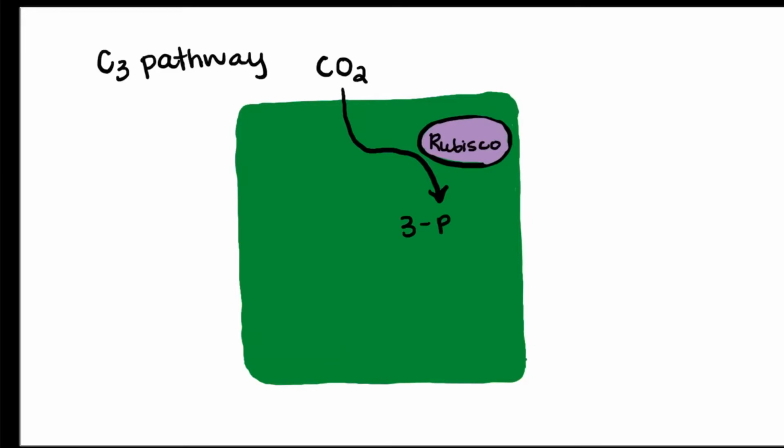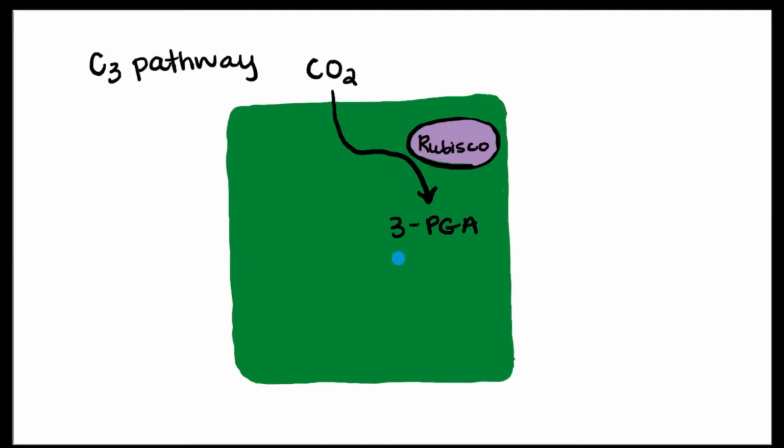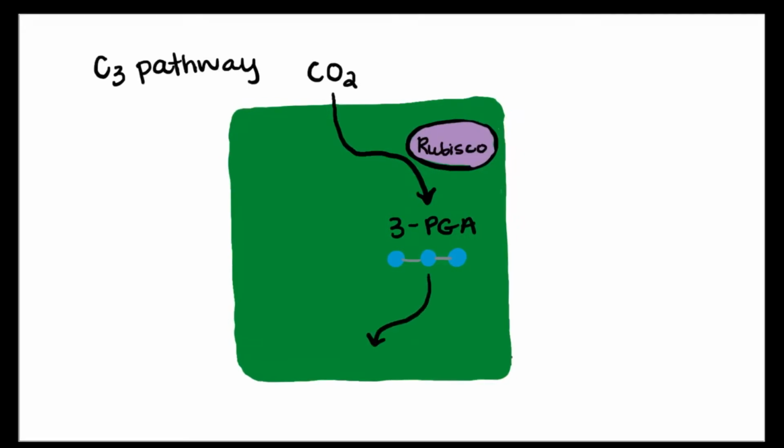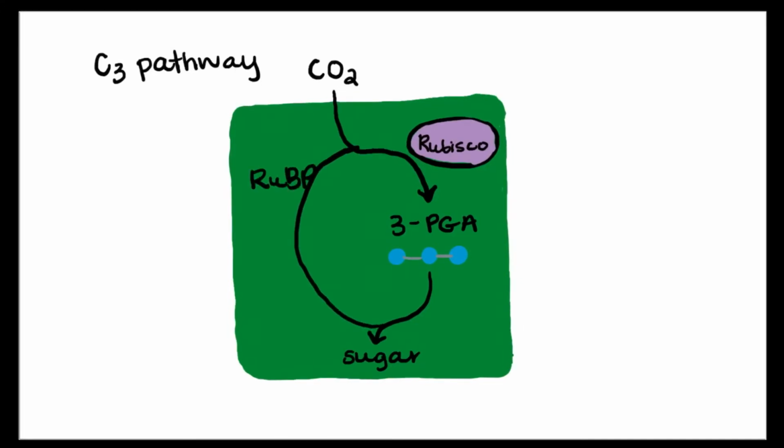This produces two 3-carbon molecules of 3-phosphoglyceric acid, or 3-PGA for short. Here inside the Calvin cycle, we begin to produce sugar. The excess 3-PGA is going to produce more ribulose bisphosphate. This is then going to be recycled again to fix more carbon dioxide and sugar. This sugar is going to be in the form of CH2O.